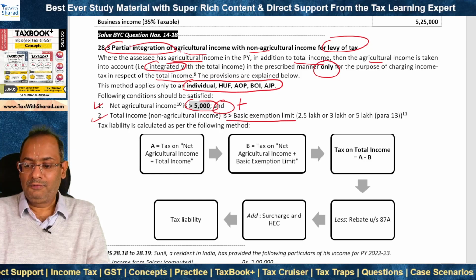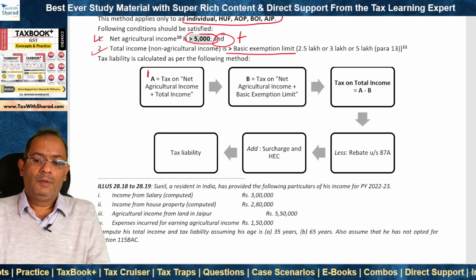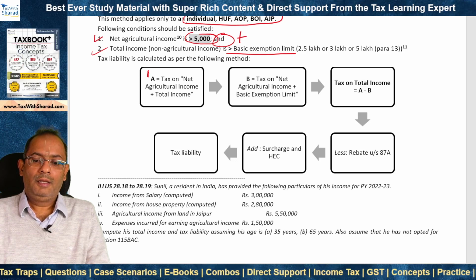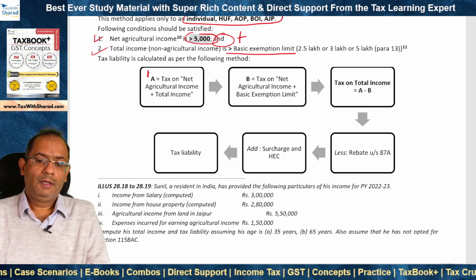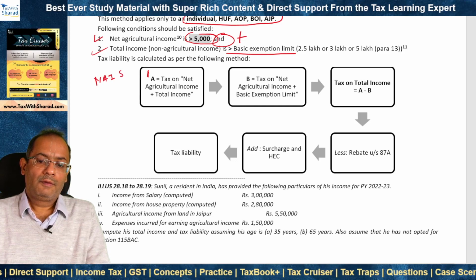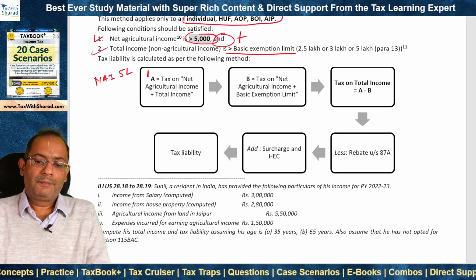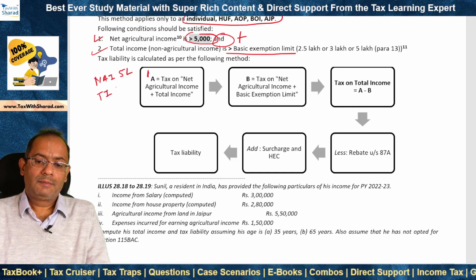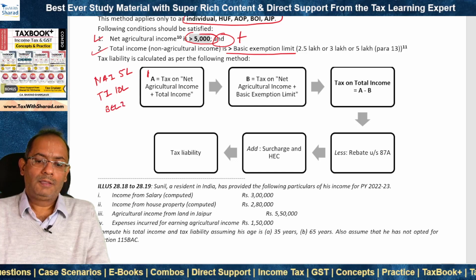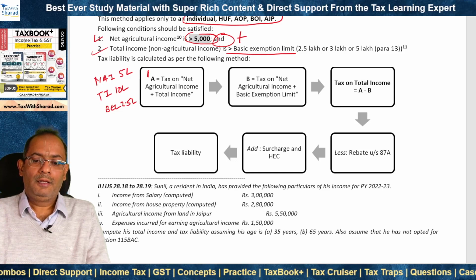If these conditions are satisfied, then how is partial integration done? We compute A. What is A? First, we compute tax on net agricultural income plus total income. So, for example, if net agricultural income is 5 lakh, and the total taxable income is say 10 lakh, and the basic exemption limit is say 2.5 lakh, then A is what? Tax on net agricultural income plus total income.